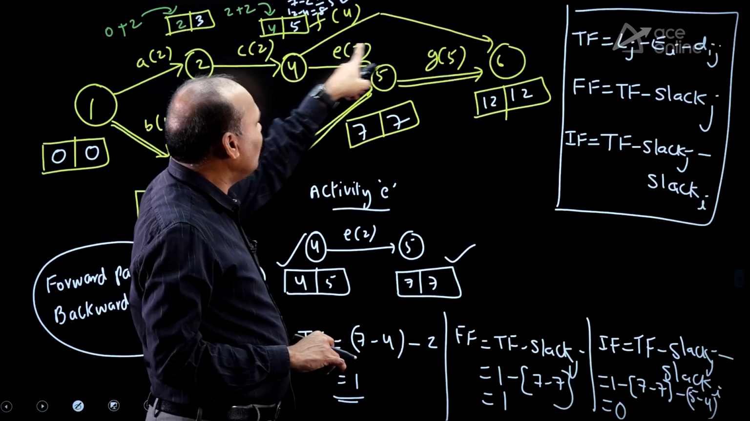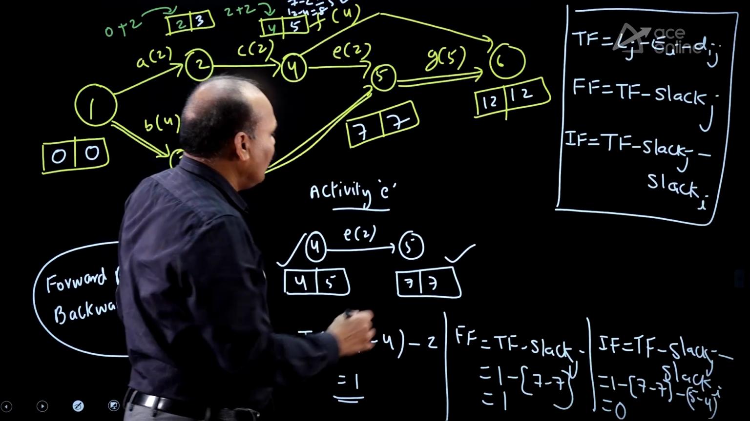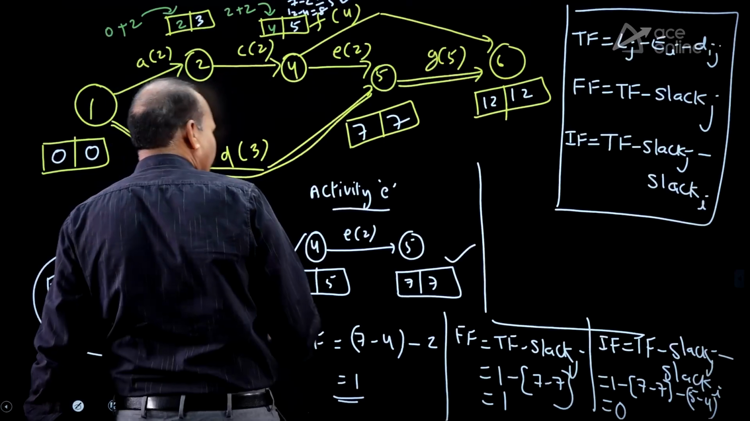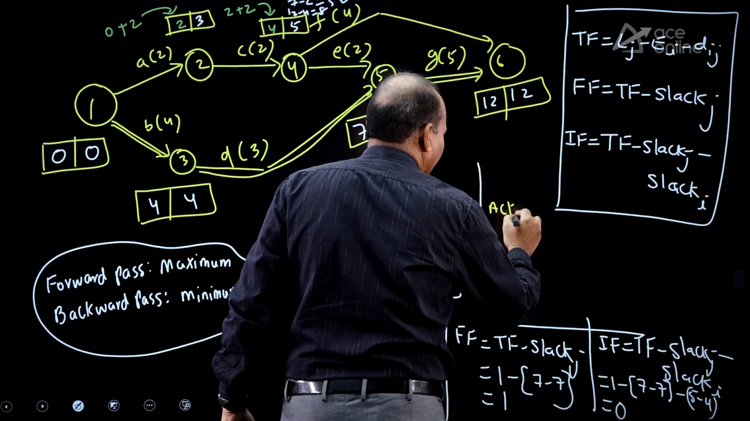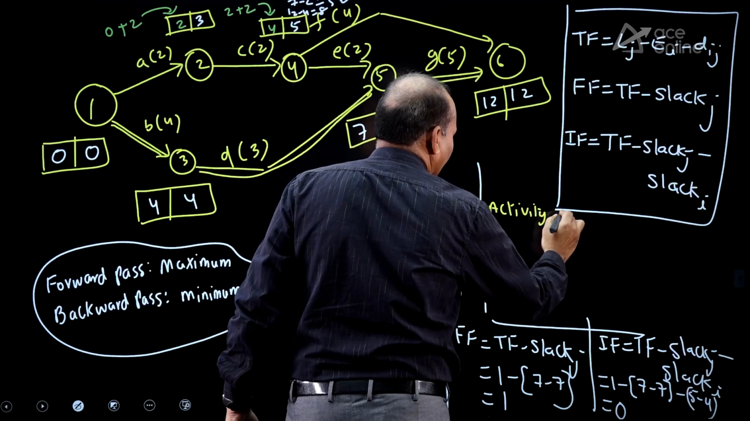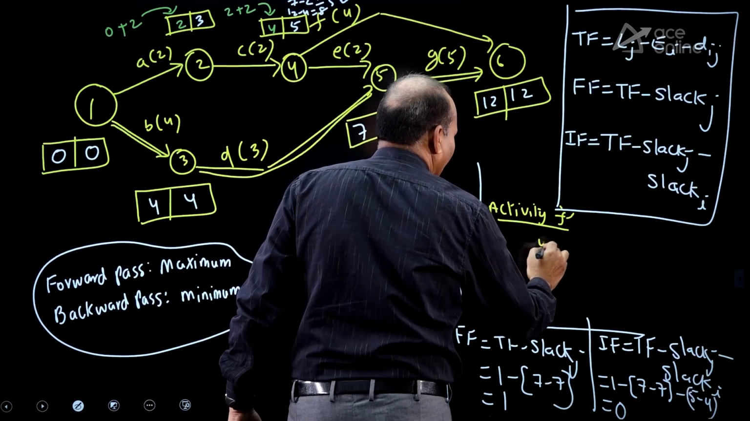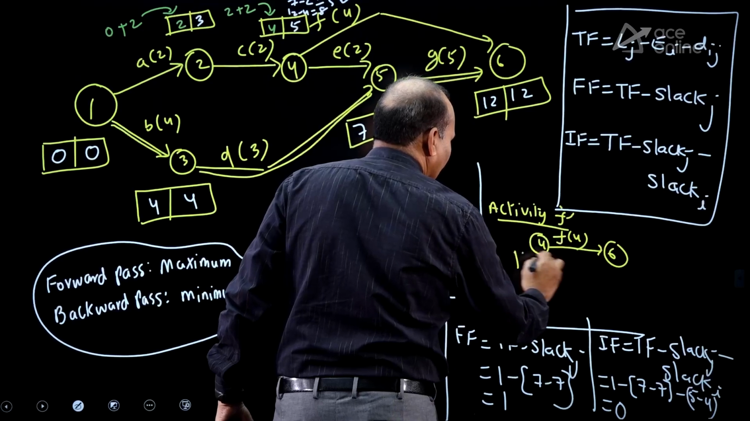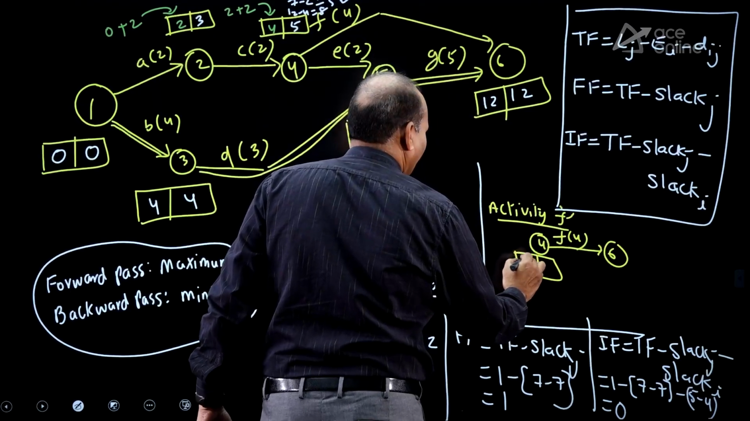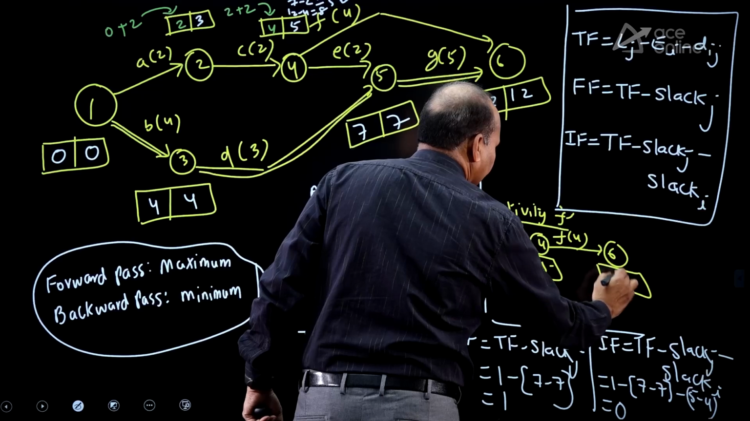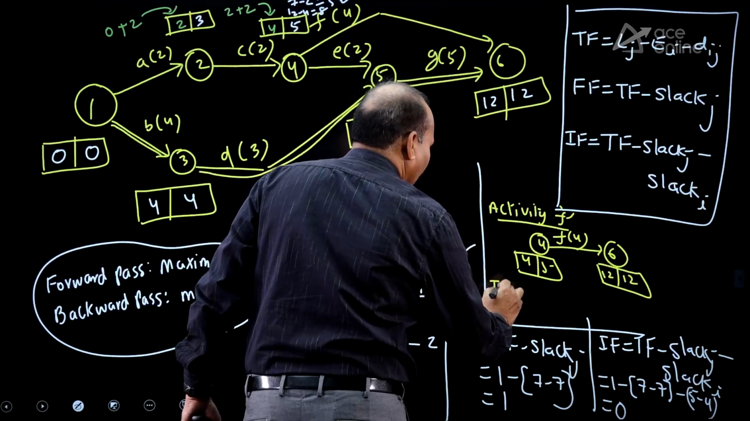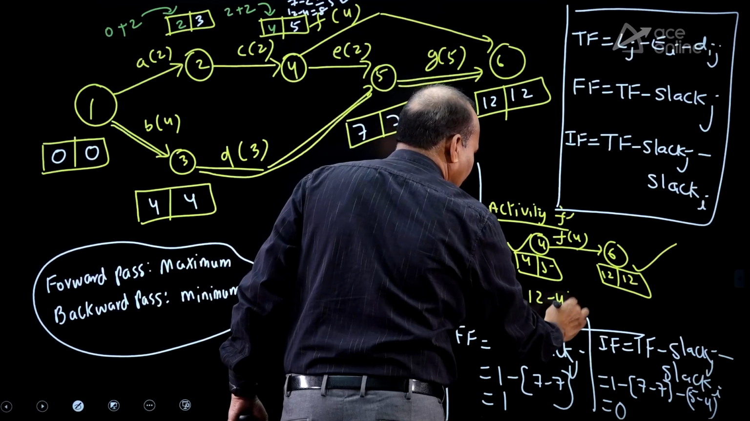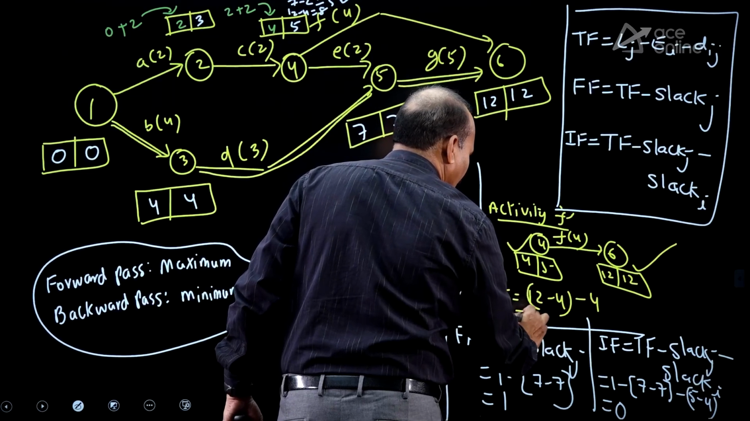Okay, so coming to activity F. Activity F means 4 to 6. F duration 4. 4, 5, 12, 12. Okay, total float is equal to, I told you, extreme values 12 and 4, 12 minus 4, minus 4, it is equal to 4.